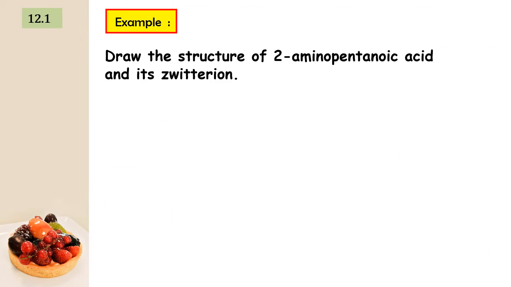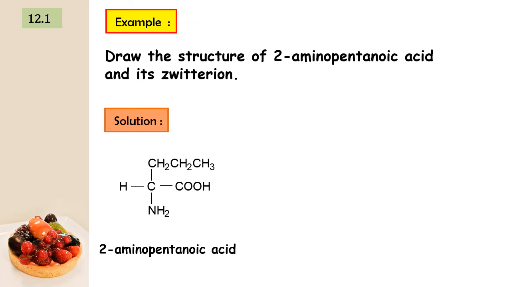For example, draw the structure of 2-aminopentanoic acid and its Zwitterion. First of all, we have to draw the structure based on the name 2-aminopentanoic acid. After that, we change the amino group to an ammonium ion and the carboxyl group to a carboxylate ion. So, here we go, the Zwitterion structure.